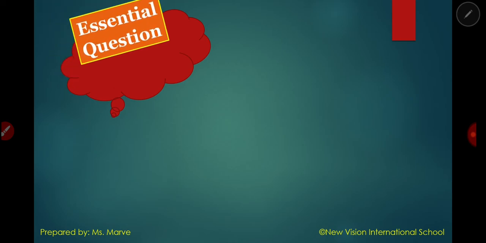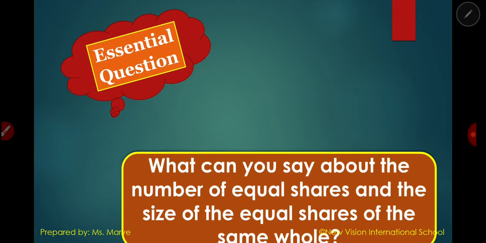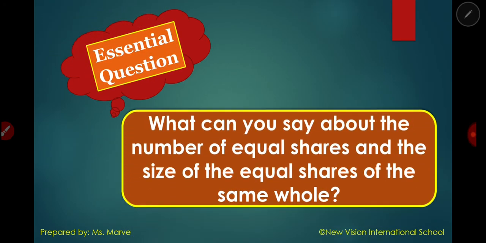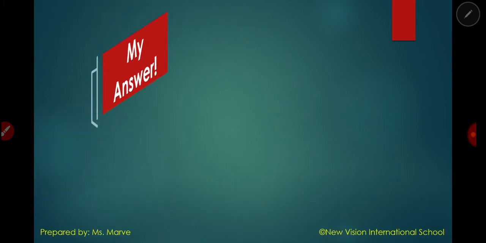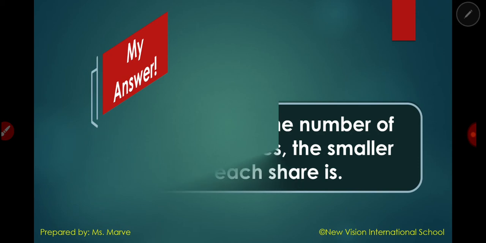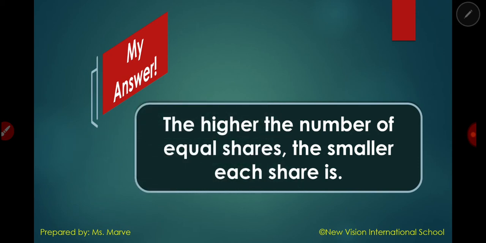So before we end our lesson, I would like you to ask yourselves once more. What can you say about the number of equal shares and the size of the equal shares of the same whole? Okay, so how do you answer that question? Okay, let's read it together. It's easy. The higher the number of equal shares, the smaller each share is.